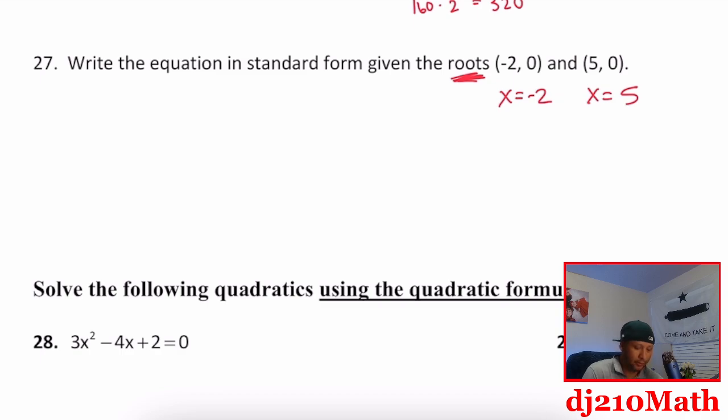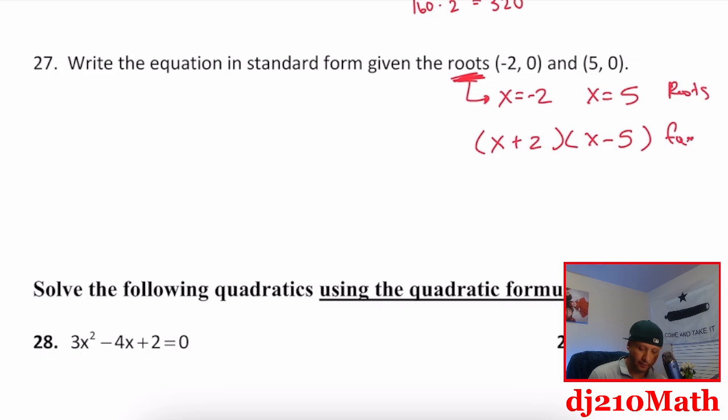When x is -2, y is 0. (-2, 0). So x equals -2. That's the root. And same argument for (5, 0). All right, so these are the roots. All right, roots turn into factors. So it has to be x plus 2 and x minus 5, right? These are the roots. These are the factors.